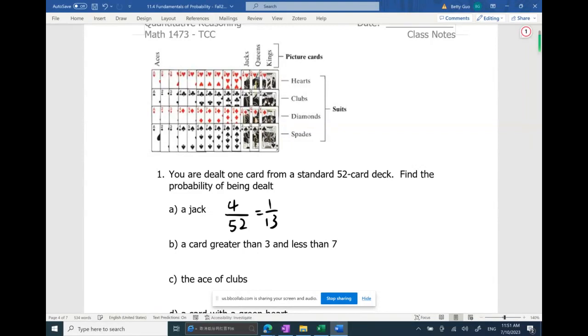And this is very important. Please pay attention. We could change the way we look at this experiment. The experiment could be dealing a card and writing down the number, right? Or it could be dealing a card and writing down all the detailed information of the card.